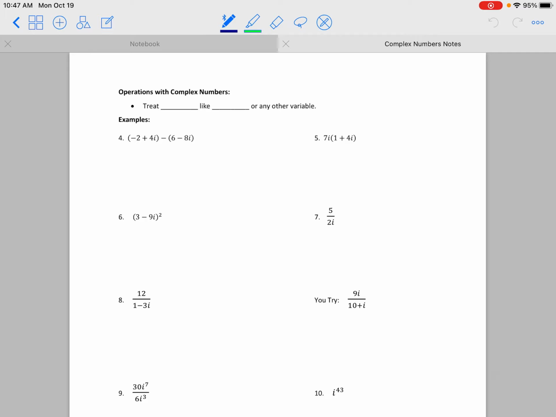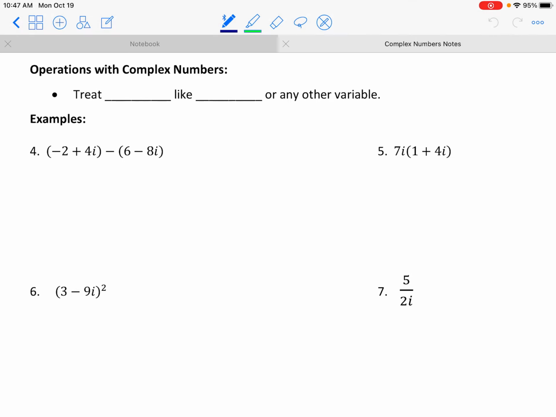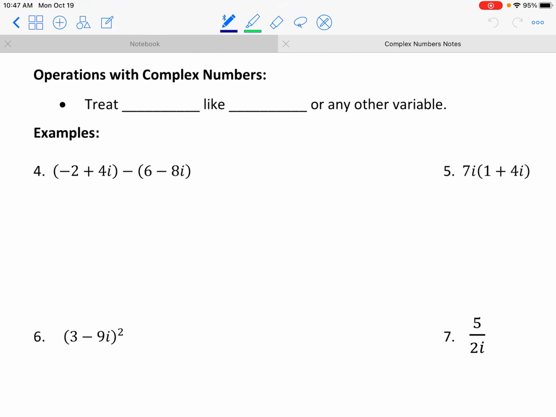So how do we add, subtract, multiply, and divide complex numbers? Fortunately, pretty simple. We're going to be treating our imaginary, like we treat x or any other variable. We saw a snippet of that in the beginning, right? If I multiplied i times i, I got i squared, just like multiplying x times x would give us x squared, right? So we're going to treat i like x or any other variable.